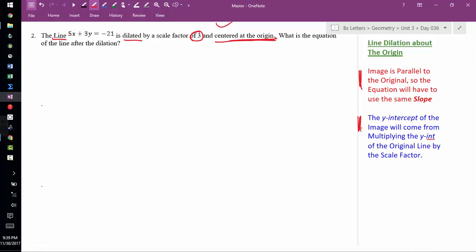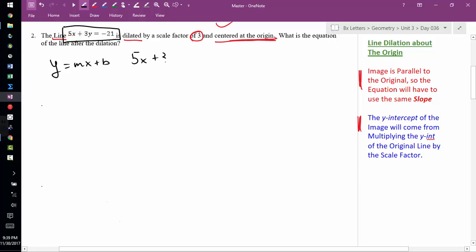The only difference between this problem and number 1 is that the equation they give us is not in y equals form, y equals mx plus b. So we need to take this equation of 5x plus 3y equals minus 21, and we need to solve for y. When you're doing algebra, you do the order of operations backwards. Before we can deal with this multiplication, we got to get rid of this 5x, which is positive. So we got to subtract 5x.